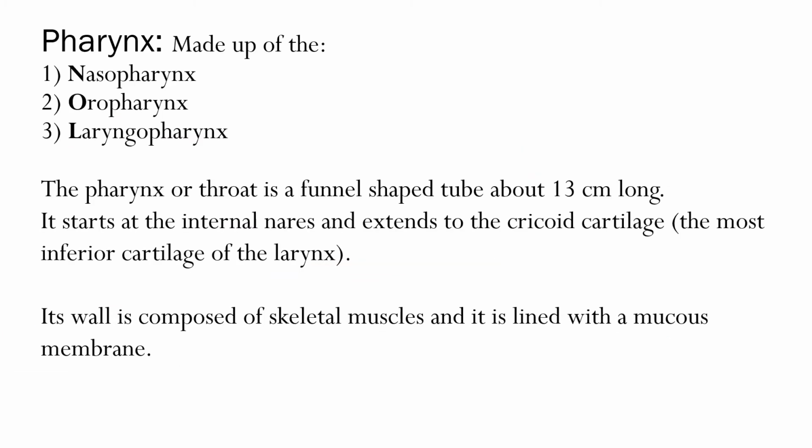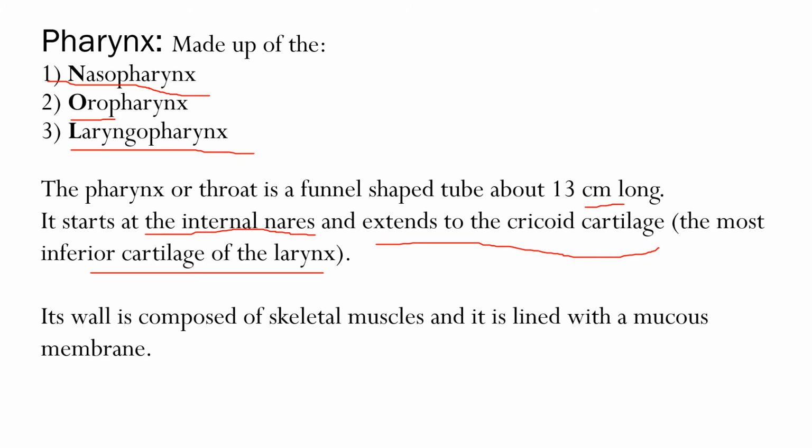So the pharynx actually has three parts, three components: the naso-, oro-, and laryngopharynx. The pharynx or throat is a funnel-shaped tube about 13 centimeters long. It starts at the internal nares and extends to the cricoid cartilage, the most inferior cartilage of the larynx. Its wall is composed of skeletal muscles and is lined with a mucous membrane.